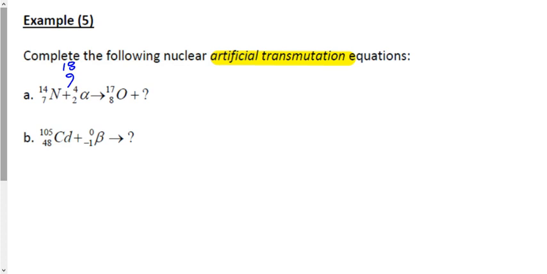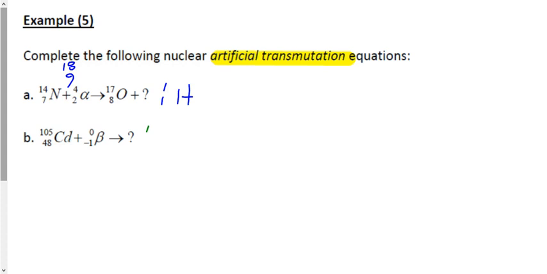All right. 17 plus what is 18? 1. 8 plus what is 9? What's this? You could say it's a hydrogen nucleus, or you could just say it's a proton. It's exactly the same thing, right? A normal hydrogen nucleus has 1 proton and no neutrons. So it's a hydrogen nucleus or it's a proton, whatever you want. Next one.